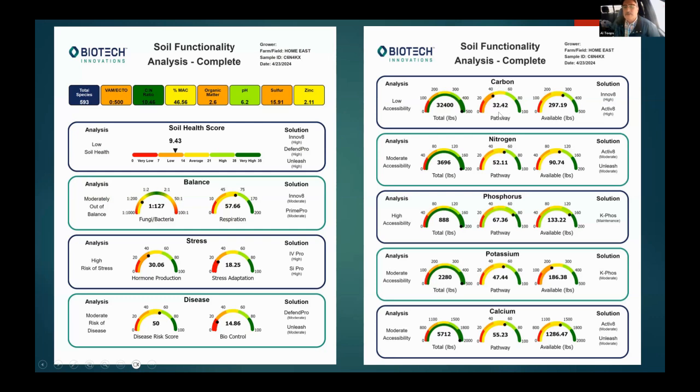And that one I was showing earlier is 32%. About half of that 90 pounds that we look at is actually going to be available because our pathway or function for cycling nitrogen is only 52% available. In this case, we're going to get better efficient use of P. We're going to get about half of the unit, half of the availability of K in this case. Calcium about half as well. 1,200 units available, only about half of that's going to be taken into the plant.